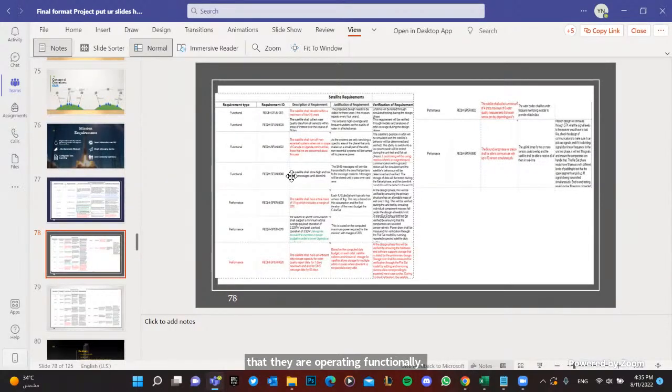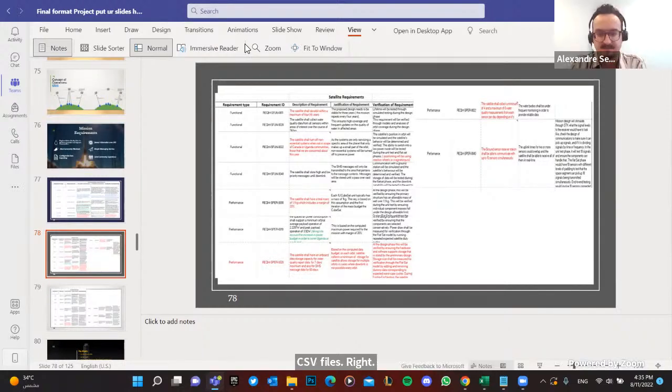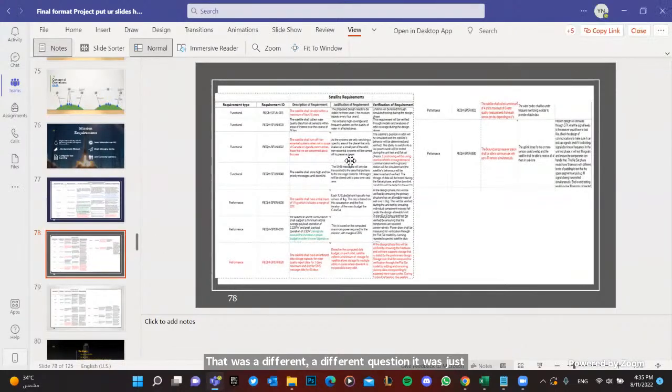I thought you were talking about sending the data in CSV files, right? This requirement. That was a different question. It was just more of a comment than a question for the CSV files.